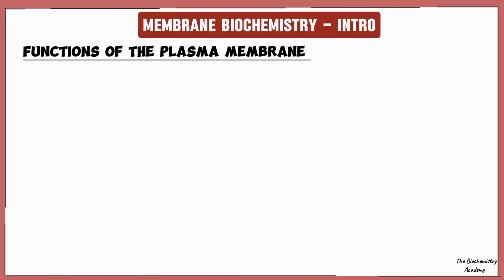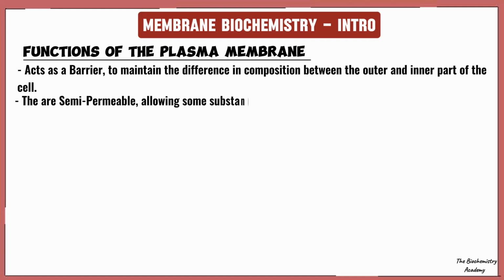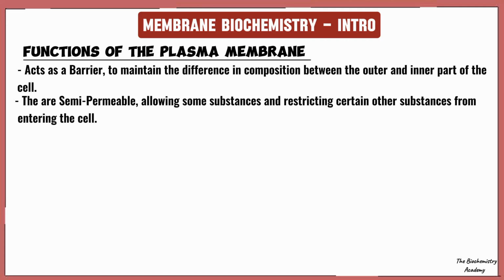And let's talk about the functions of the cell membrane. One, the cell membrane acts as a barrier. Now, this barrier helps to maintain the difference in composition between the outside and the inside of the cell. The cell membrane is semi-permeable, meaning that it allows certain substances to enter the cell and prevents other substances, which can be toxic, from entering into the cell.